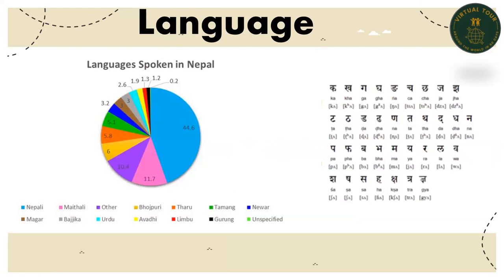Now talking about the languages spoken. As in India, this country also has many languages. The official language of this country is Nepali, and it is spoken by 44.6% of the population. Other than Nepali, there are a few more languages which are widely spoken. The next is Maithili, which is spoken by 11.7% of the population. Then there is Bhojpuri, Tharu, Tamang, Newar, Magar, Bajjika, Urdu, Awadhi, Limbu, Gurung, and many other languages, a few unspecified. And as English is the international language, yes, English is also spoken at this place.